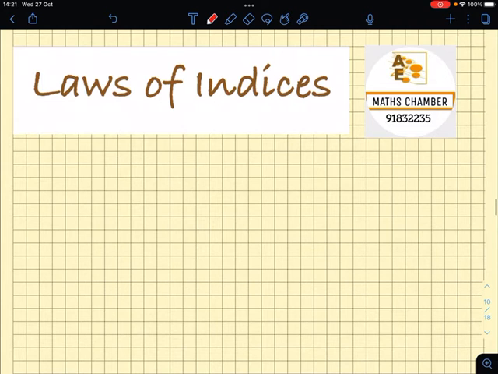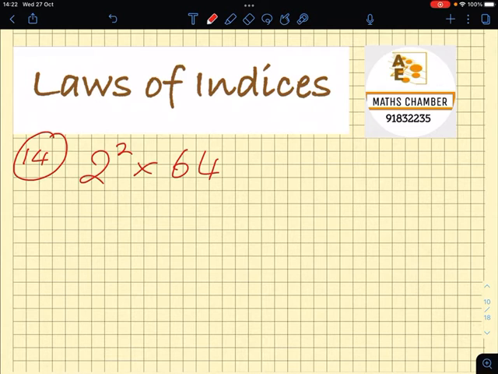Question 14, we have 2 square times 64. Okay, obviously we have to change the 64 into a prime number, right? Prime indices, right? So 2 square times 64. 64 is 8 square. The simplest. If you cannot remember what 64 is, 2 to the power what? Relax. Alright, so 2 square, 8 is what?